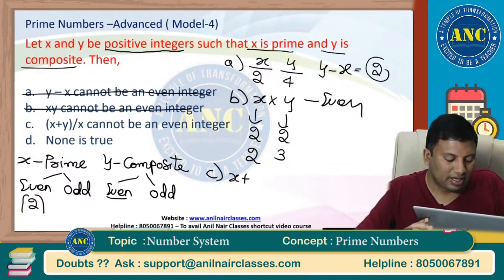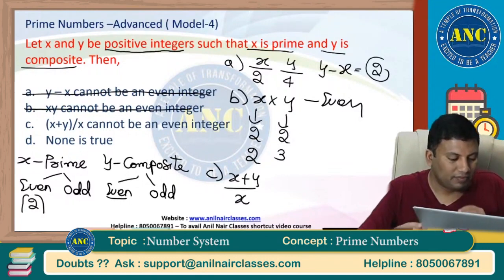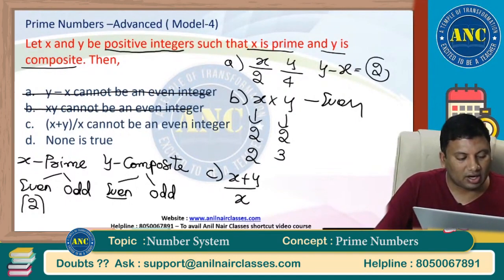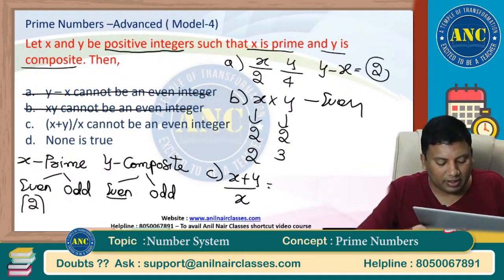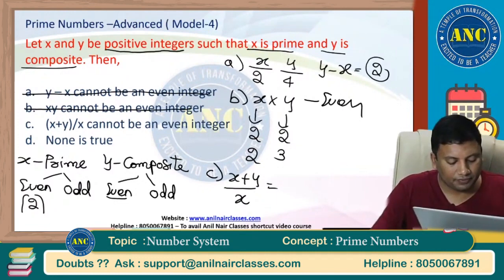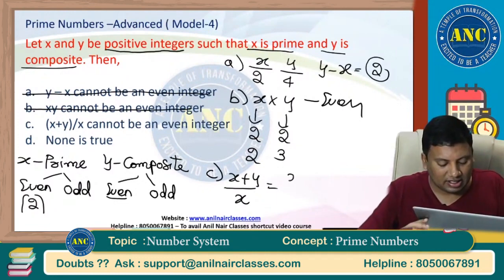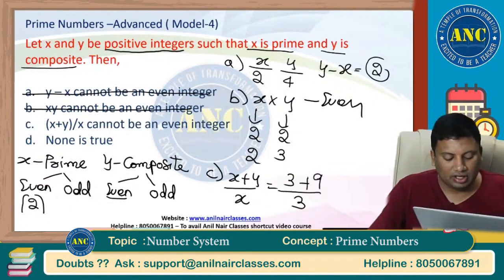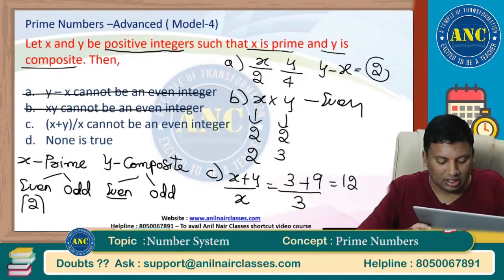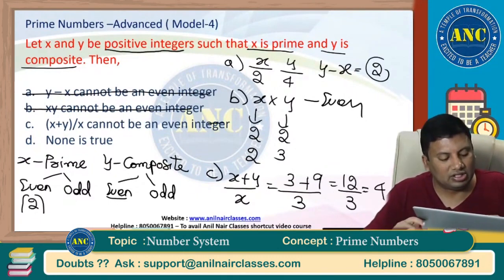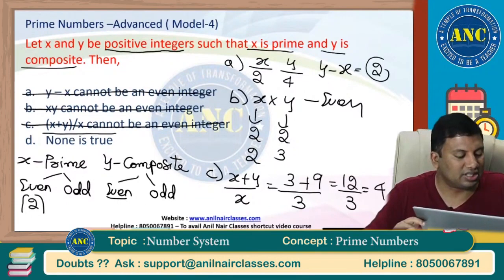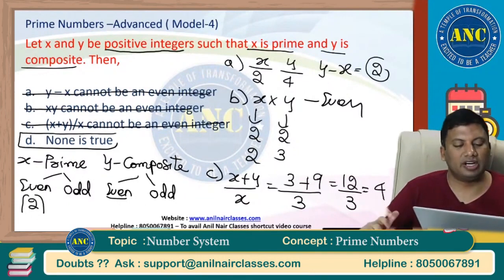x plus y divided by x cannot be an even integer. For example, suppose x is 3, y is 9, so 9 plus 3 divided by 3. This is nothing but 12 by 3, 12 by 3 is nothing but 4. 4 is an even integer. This cannot be true. Answer is none of the statements is true.